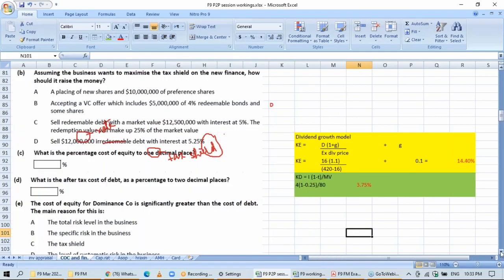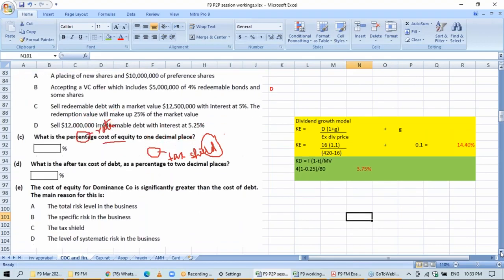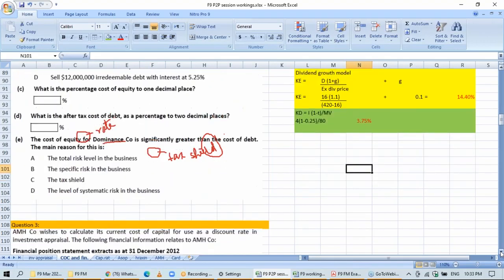Now the last part of this question, part E. Let's attempt the last part: the cost of equity for the Dominance company is significantly greater than the cost of debt. Okay, so the cost of equity is very high compared to the cost of debt for Dominance, and usually the cost of equity will always be higher than the cost of debt, right? Because equity is more risky for the investor.